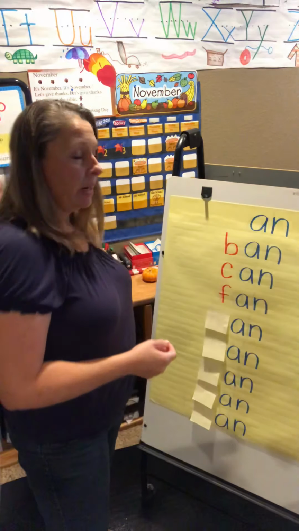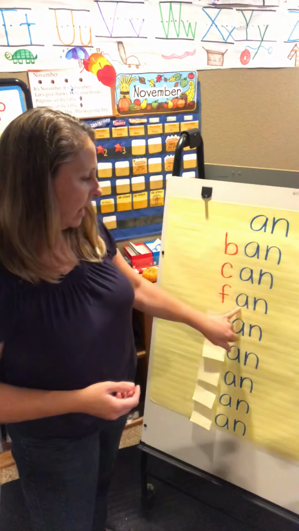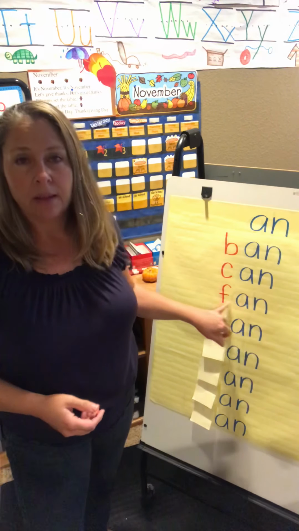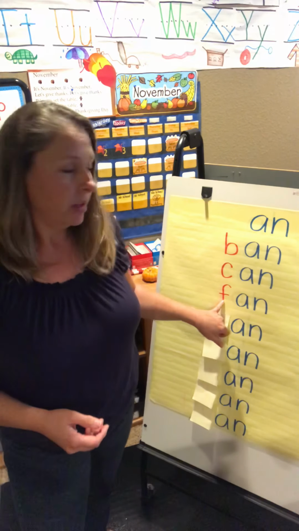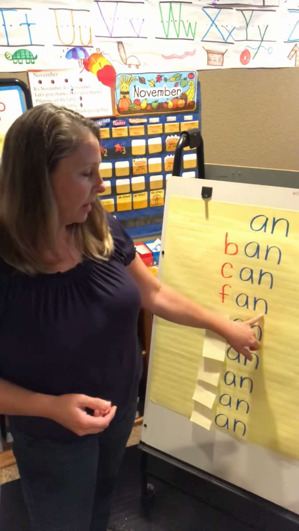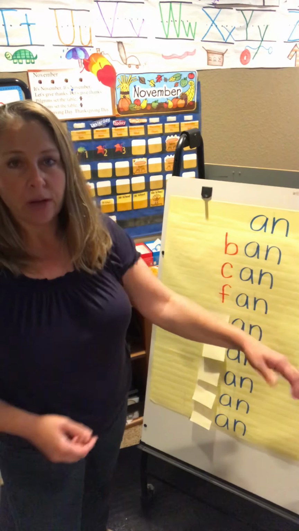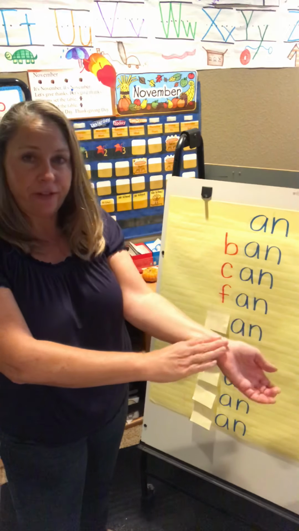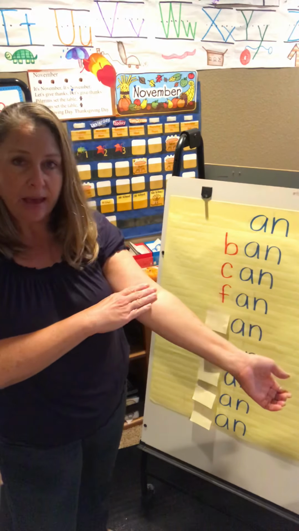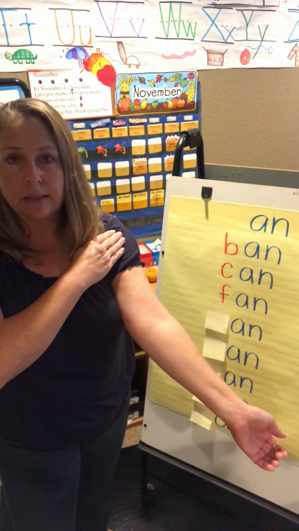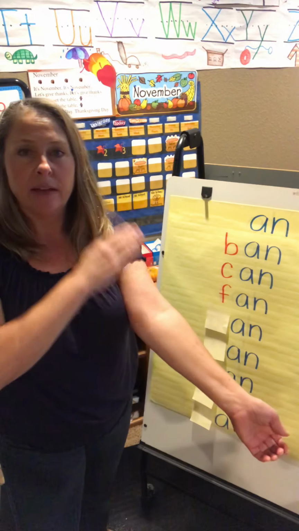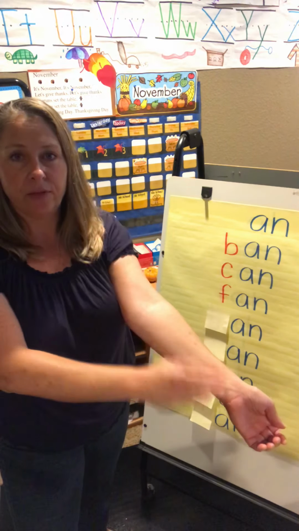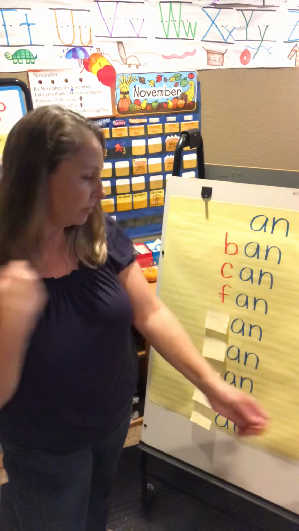What happens if we put an F in front of an? What word do we make then? F says f, A says a, N says n. Here we go. Stick your arm out. We're going to go wrist, elbow, shoulder. F says f, A says a, N says n. F, a, n, fan.